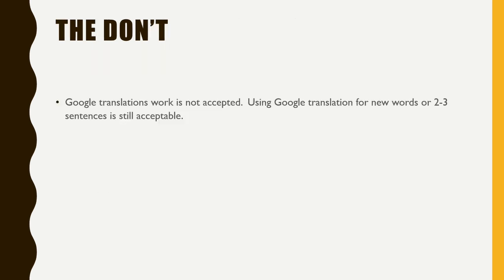Okay, so only 3 parts: content, grammar, and Chinese character. And what I don't want you to do, I hope that you won't translate your whole thing from English or Malay into Chinese and then send it to me. Please don't use Google Translation. You can use Google Translation for some new words you haven't learned before, or maybe 2 or 3 sentences, still acceptable. If you don't know how to say a sentence, you can ask your friend or just come and ask me.